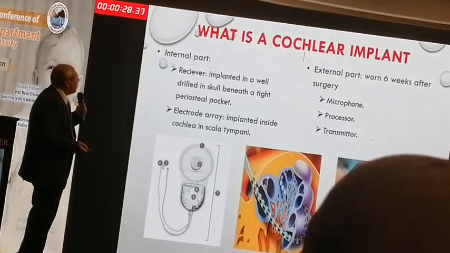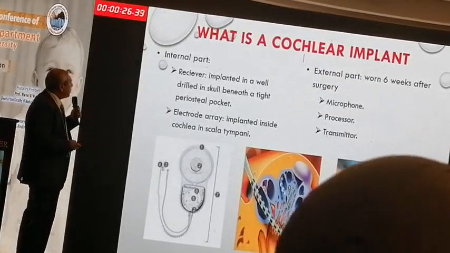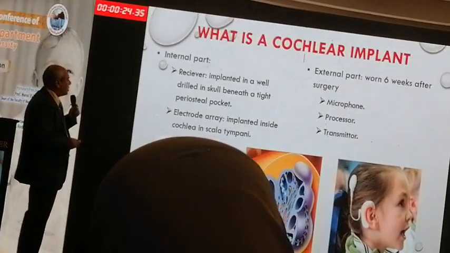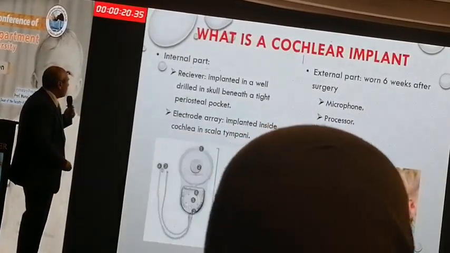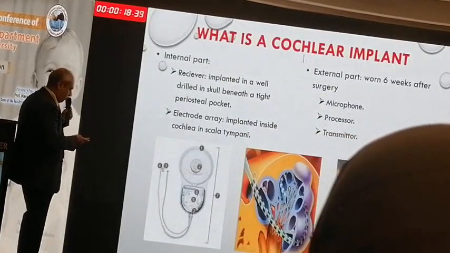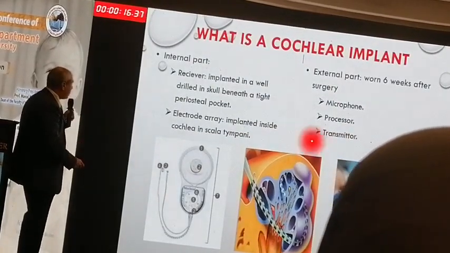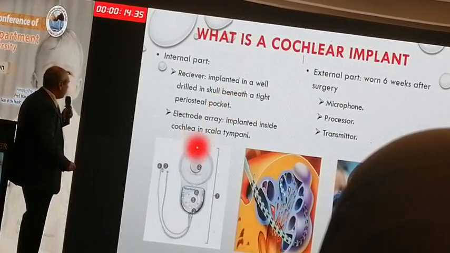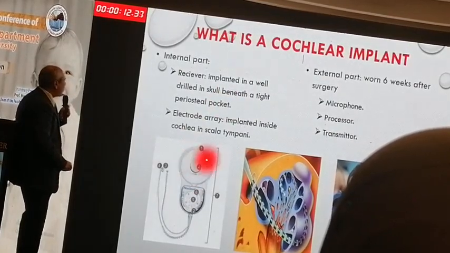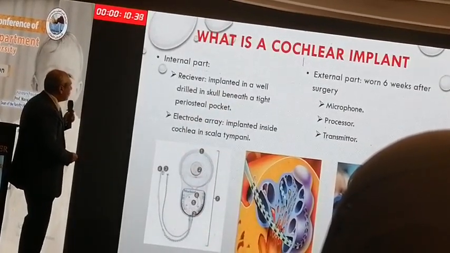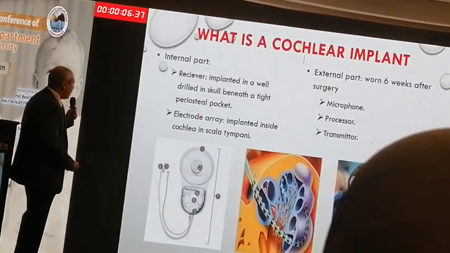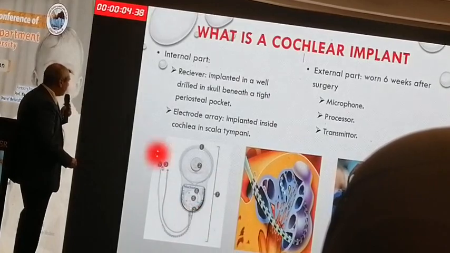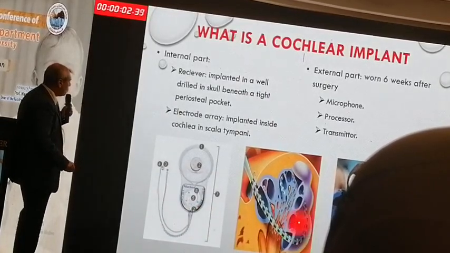What is a cochlear implant? Cochlear implant consists of two parts. First, the internal part, which is implanted during the surgery. It consists of the receiver stimulator, which is implanted in a well drilled in the skull beneath the tight periosteal pocket. Out of it comes the electrode array. This is the electrode array, which is implanted inside the cochlear lumen.